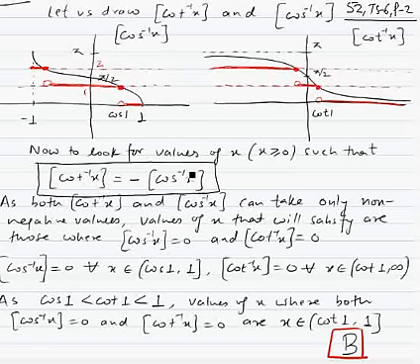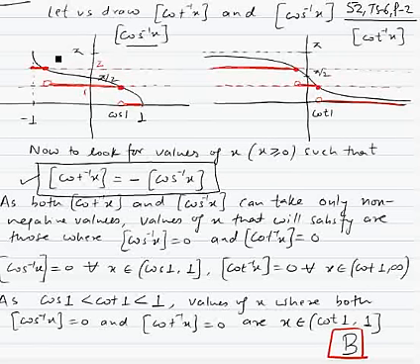Now to solve this inverse trigonometric equation involving the greatest integer sign, we'll draw graphs of greatest integer of cot inverse x and greatest integer of cos inverse x. So to draw the graph of greatest integer of f(x), we plot f(x) and then we draw horizontal lines and take the greatest integer value. See, it's like this.